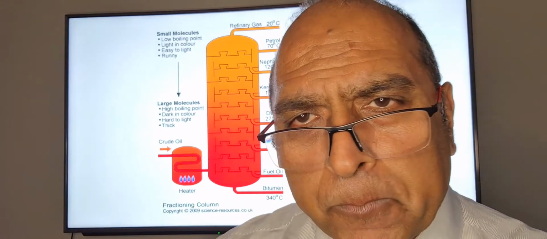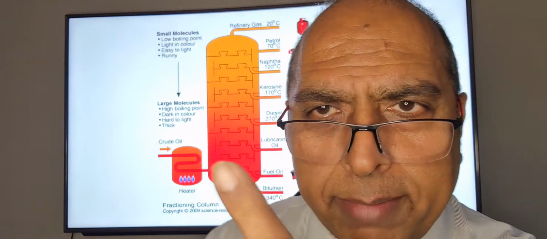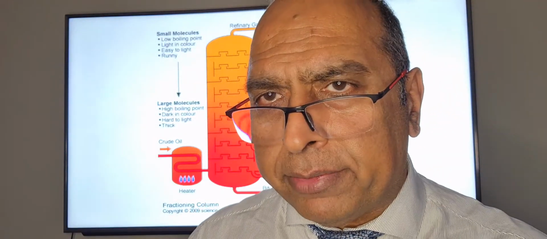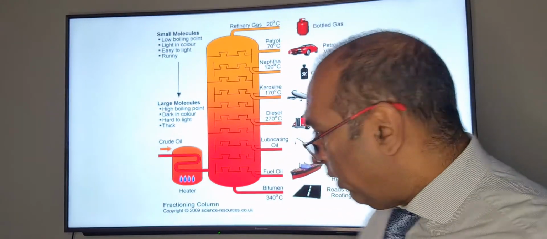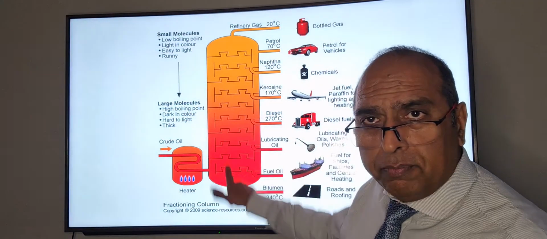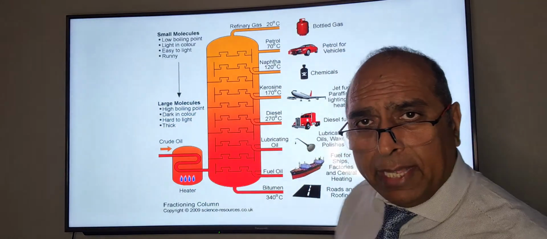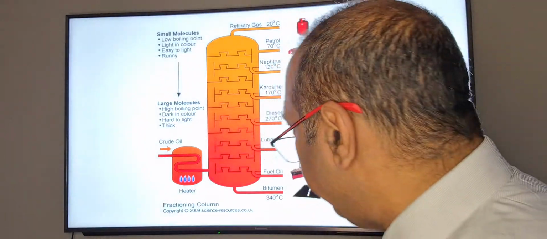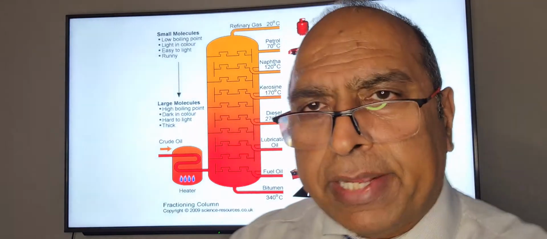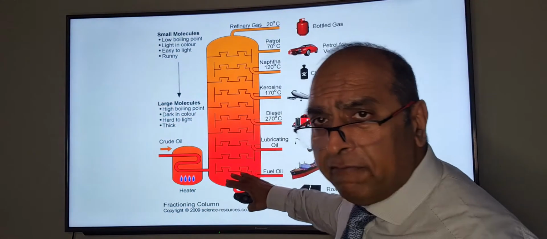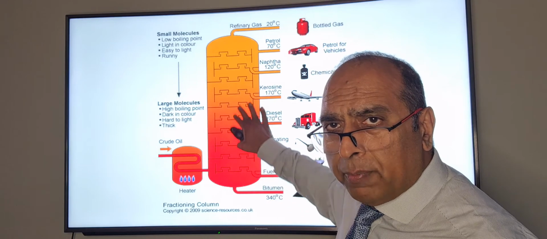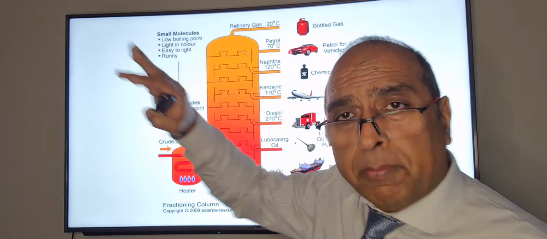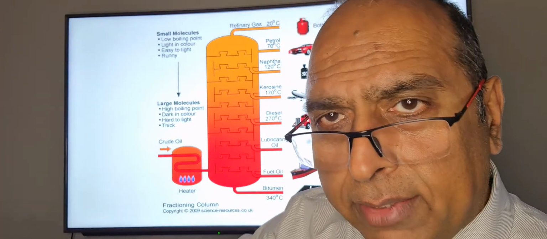And bitumen is not pure, it's not one chemical. It's a mixture of chemicals, but they all have very, very high boiling points because they are the things that don't boil. They're collected as bitumen, and that's what tar is. But imagine everything else that's boiling. The vapours will rise up this column. As they go up and up, the temperature goes down and down.